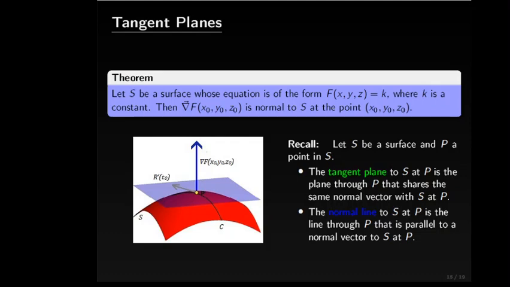So the tangent plane to S at P, if we recall, is just the plane through P that shares the same normal with S at P. And the normal line to S at P is the line through P that is parallel to a normal vector to S at the point P.